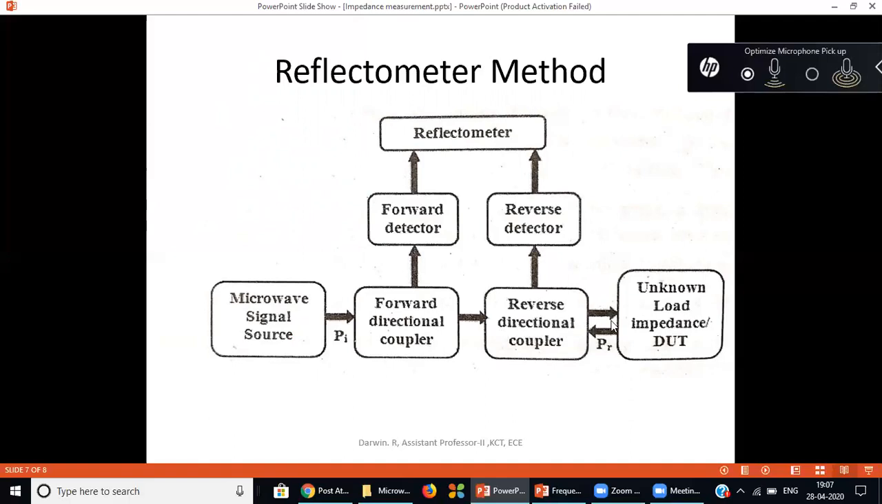What happens here is it will allow the reverse reflected wave to pass through the coupled port. Okay, that coupled port is directly connected to the reverse detector, which in turn is connected to the reflectometer. So the reflectometer will get a second signal from the reverse detector, which is the magnitude of the reflected wave. So the function of the reflectometer is to measure the power of the forward wave and measure the power of the reflected wave. So it will directly give you the reflection coefficient from these two values.